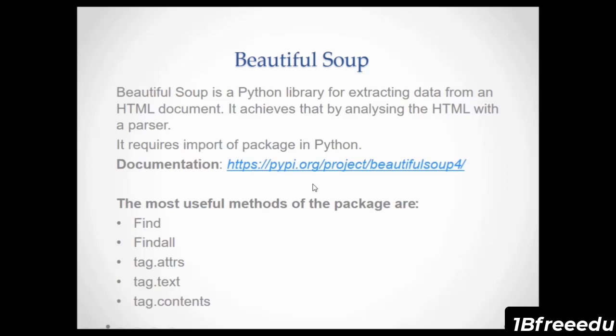What Beautiful Soup does is it extracts the data easily from an HTML document or a particular web page. Okay, so how does it do this? It uses methods such as find all, tags, text and contents, and it gathers the data and saves it in the local folder for analysis.